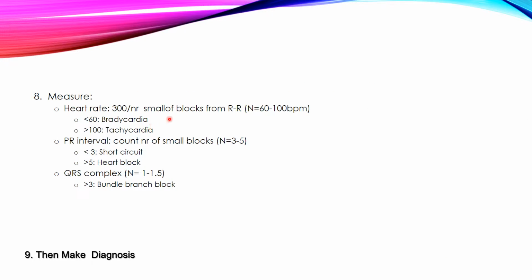Then you are able to measure the heart rate, which will tell you about bradycardia or tachycardia or a normal heart rate. Then from the PR interval, you can count the number of small blocks, which can tell you about a short circuit or heart block. And from the QRS complex, you can get information about a bundle branch block.